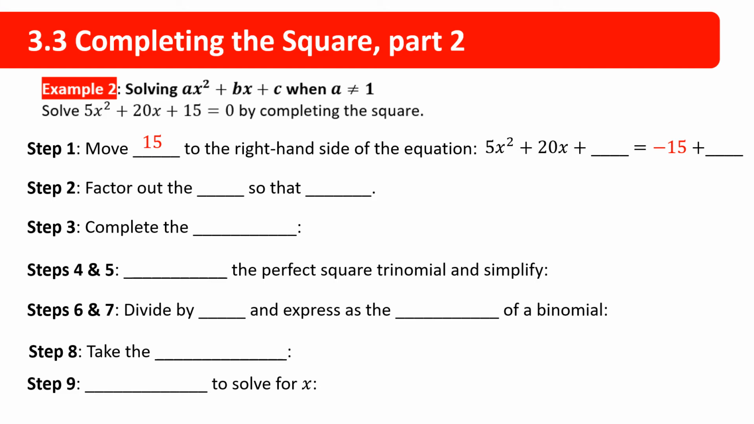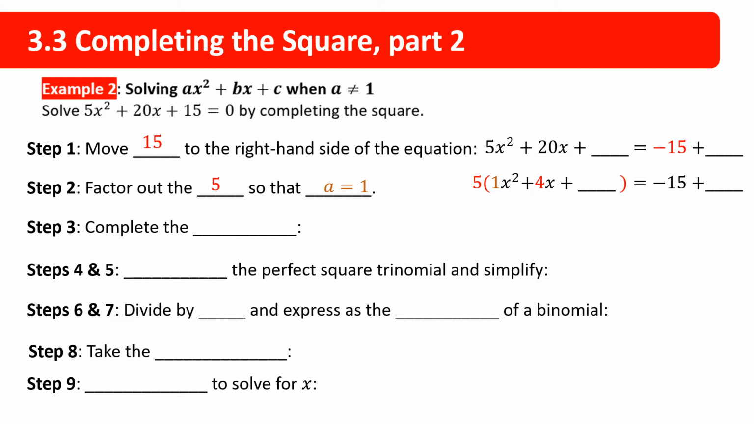The other issue here is that the leading coefficient is no longer 1. A is not 1, but it's a 5. In order to complete the square, we want a to equal 1, so factor out that 5, and notice that that creates 1x squared plus 4x inside the parentheses. We haven't touched the right-hand side. That negative 15 still remains.